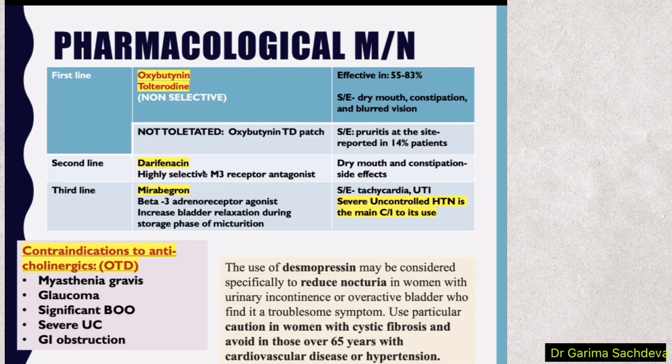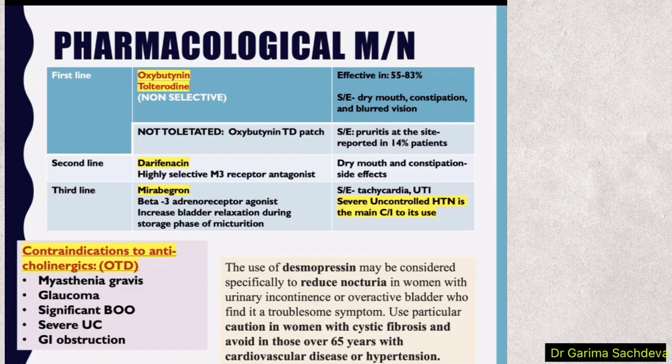It is M3 receptor selective. These were non-selective, right? Now darifenacin is selective. It can also cause dry mouth and constipation, but it doesn't have visual side effects. But it is also an anticholinergic. And third line is mirabegron, which is a beta 3 adrenoceptor agonist. So it is not an anticholinergic. It is a sympathetic receptor agonist. It increases bladder relaxation during the storage phase of micturition. So that's how it helps.